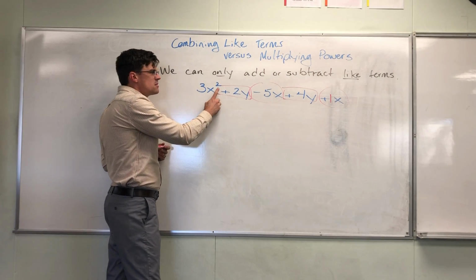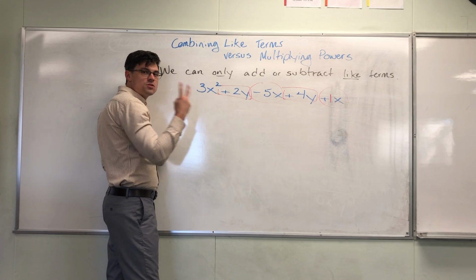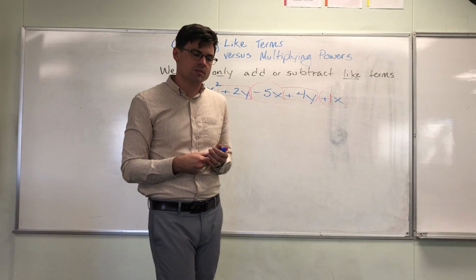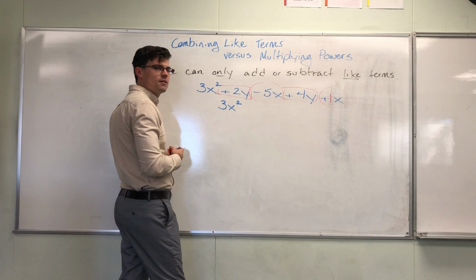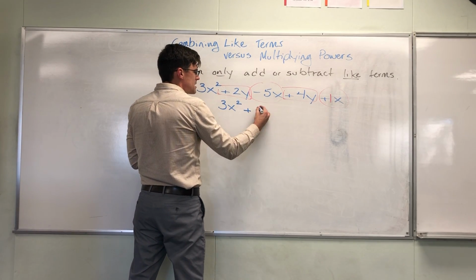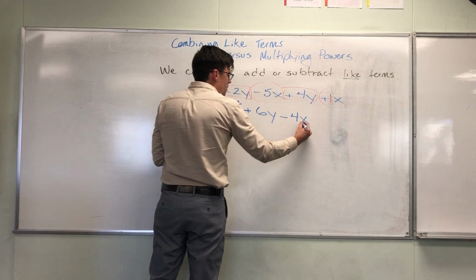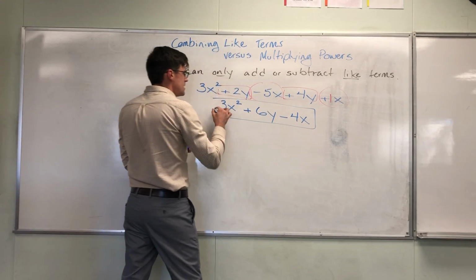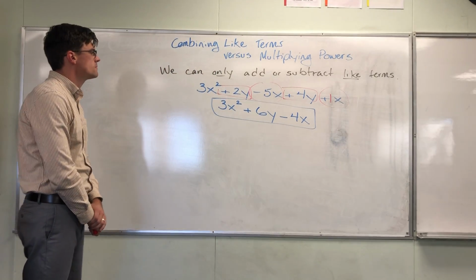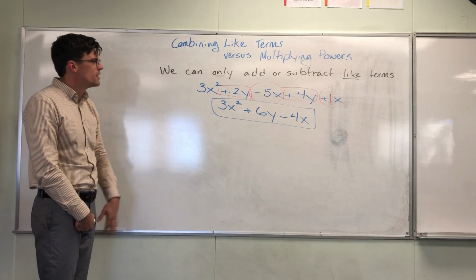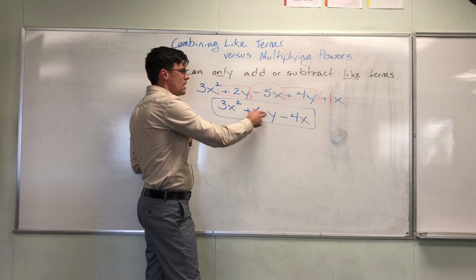That's not like the 3x to the second power. So this guy has an x, but it has an exponent of 2. That means it's not like the other terms. So when I go to simplify this expression, I have to leave it as 3x squared, but I can combine the 4y and the 2y to make 6y, and I can combine the negative 5 and the positive 1 to make negative 4x. And that is my simplified answer. I can't take it any further than that. I cannot simplify this further. It doesn't look very pretty, but I can only add or subtract if they are like terms. So none of these are like terms.